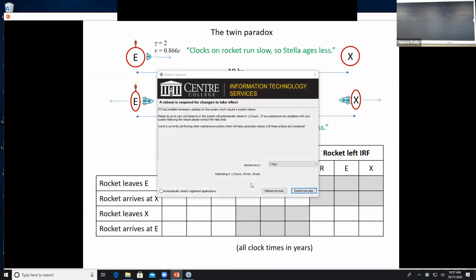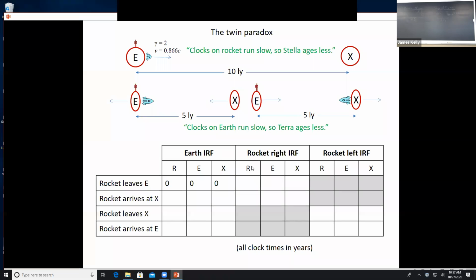What do you think about the reading of the rocket clock at the moment the rocket leaves Earth? From the rocket's point of view, what should the reading on the rocket clock be if the Earth said it reads 0 at that event? Yes, 0. That's the principle of invariance of coincidences.